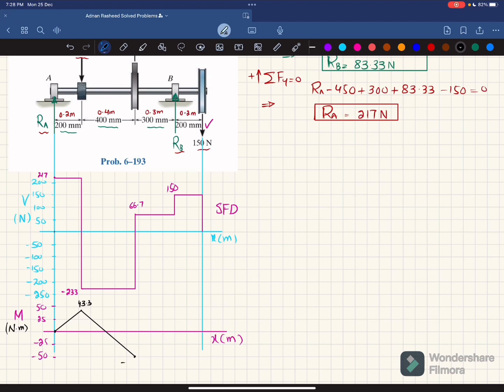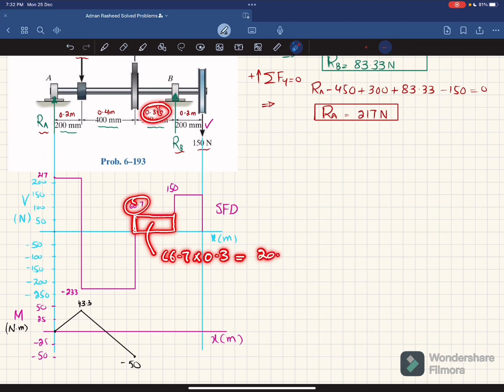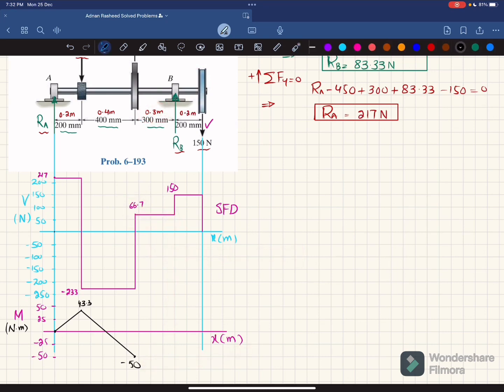This is minus 50. Now moving further, the third area under the shear force diagram is this area, and this area is, you can see, height is 66.7 and this width is 0.3, and that will give you 20.01. So minus 50 plus 20.01 will bring it to minus 30. So at this length we will be having minus 30. So we'll plot minus 30. So let minus 30 be this point. And you can see this shear force is a horizontal line with a positive area. So bending moment will be 1 degree higher and the slope will be increasing. So we'll join these 2 points using a straight line.